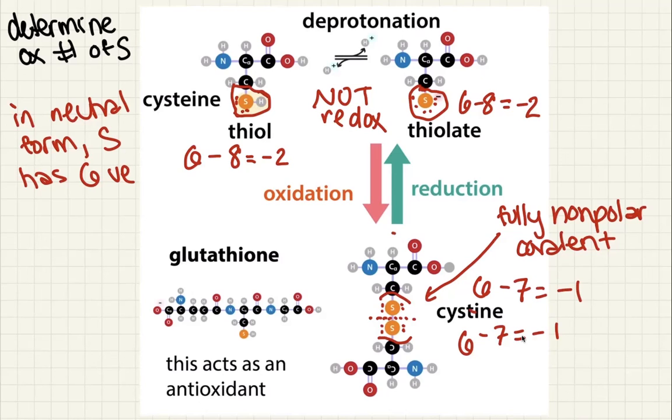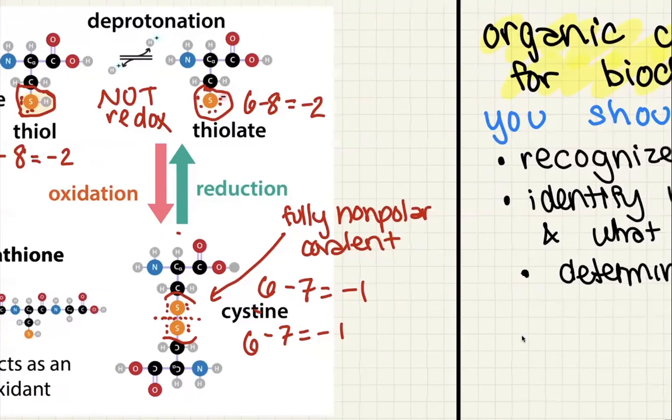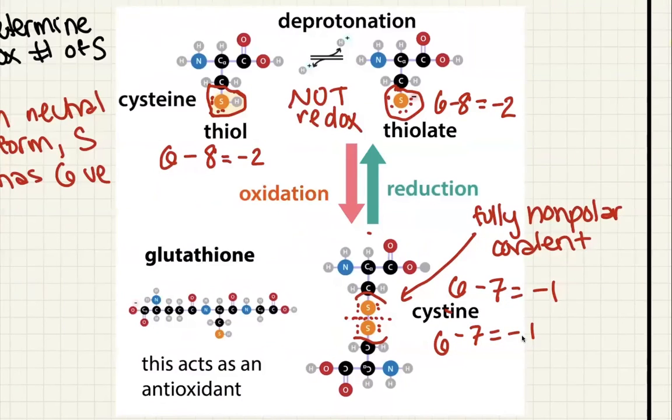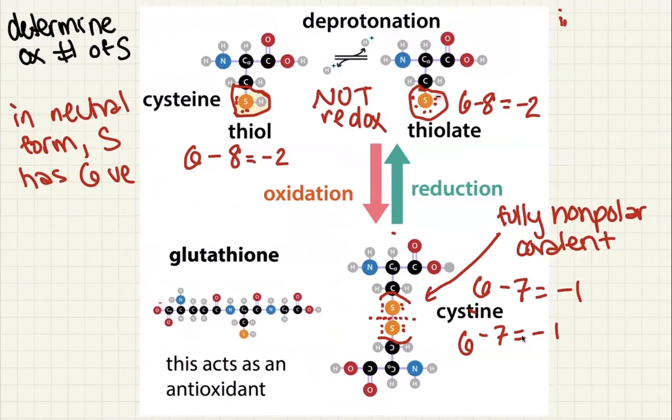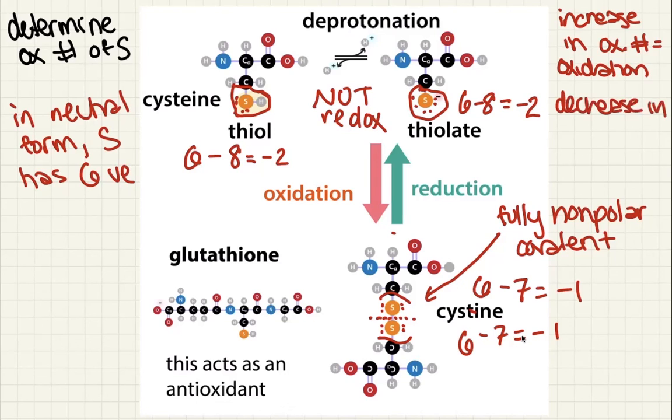But here you can see that if you go from a thiol or a thiolate to a disulfide bond, you have an increase in the oxidation number. So if we have an increase in our oxidation number, that's going to be an oxidation. And if we have a decrease in our ox number, that's going to be a reduction. So in terms of the sulfur, if we go from a -2 up to a -1, that's going to be an increase. That's going to be an oxidation reaction.